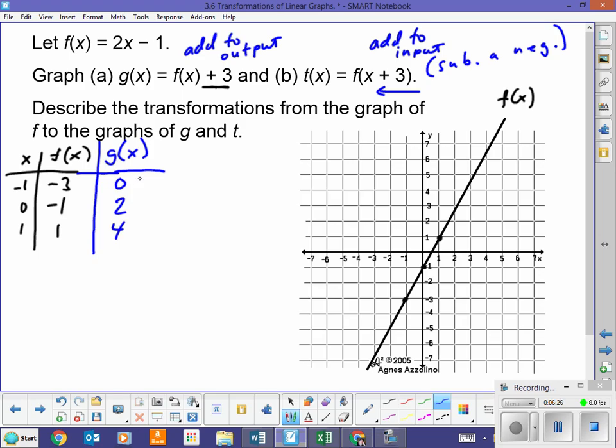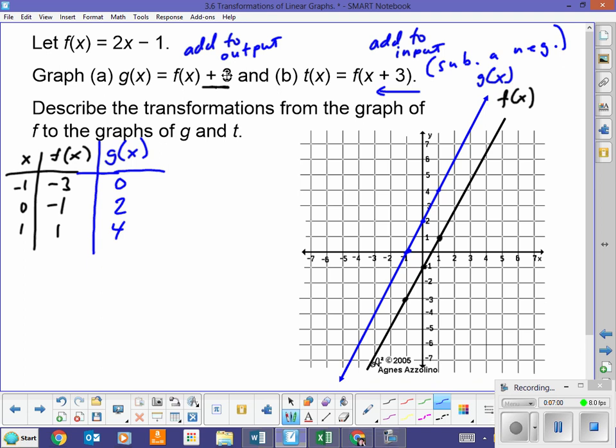So now I have new y values. So (-1, 0) is here, (0, 2) is here, and then (1, 4) is here. And this will look like this. This is g of x.